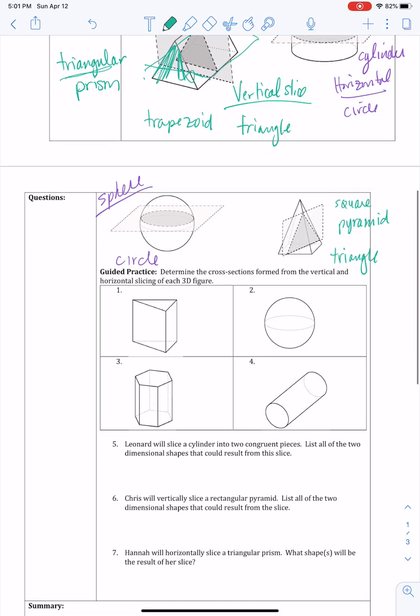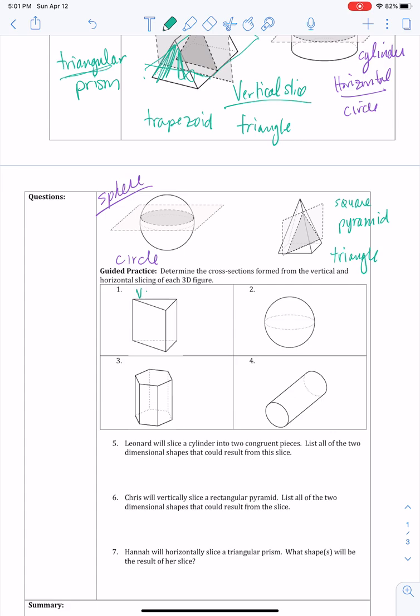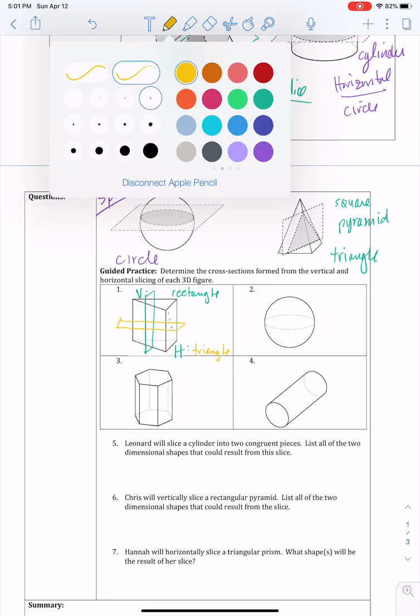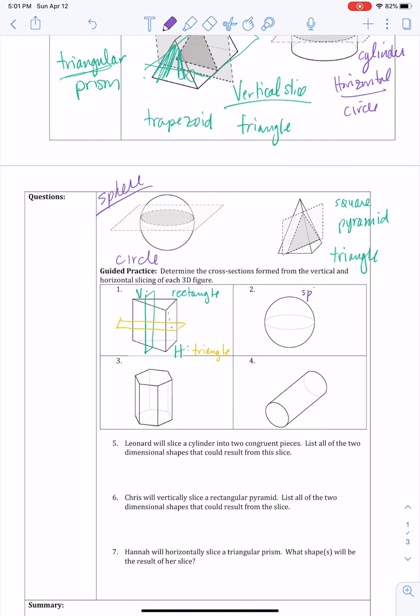So let's look at some of the other practices. Let's just go through it again. When we do vertical, so that's slicing it like this, what shape am I going to get? A rectangle, just like the bottom. And when we do horizontal, which would be this way, then I'm going to get a triangle. This is a sphere. So for vertical, it's a circle, and for horizontal, it's a circle.